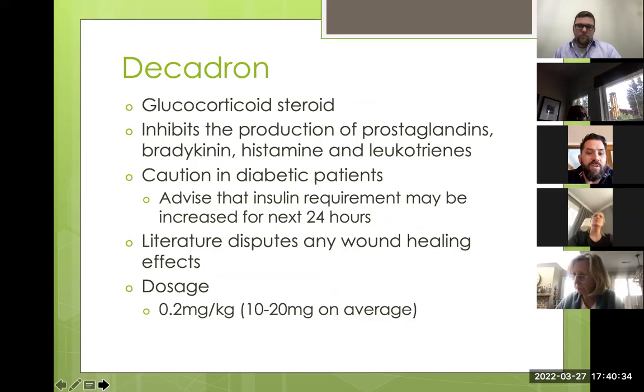Some surgeons will say that it impairs wound healing. The data just doesn't support that. I give Decadron in my nerve blocks, and I'll give it intravenously after induction. And usually it's about 10 milligrams that I'm going to be giving to patients.